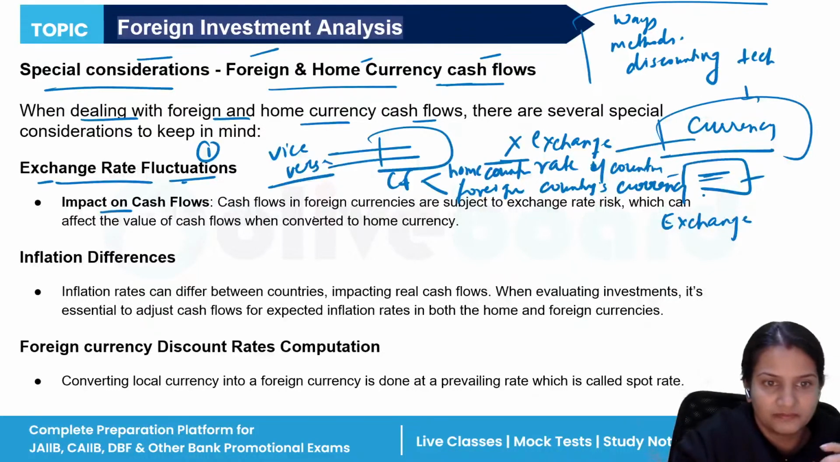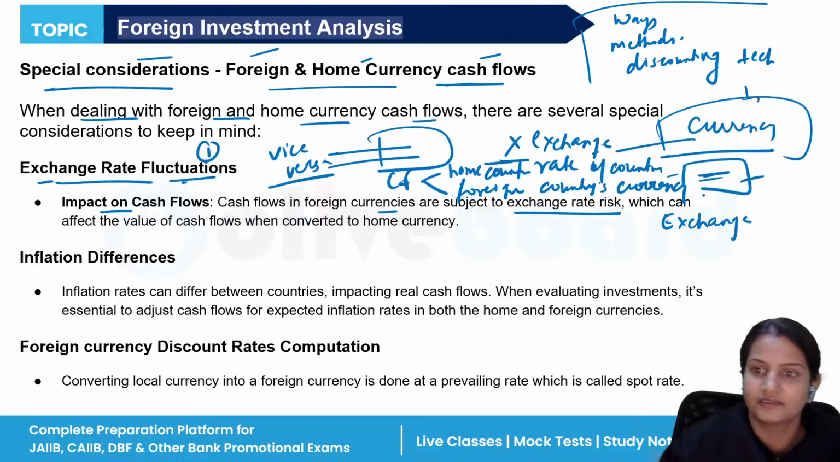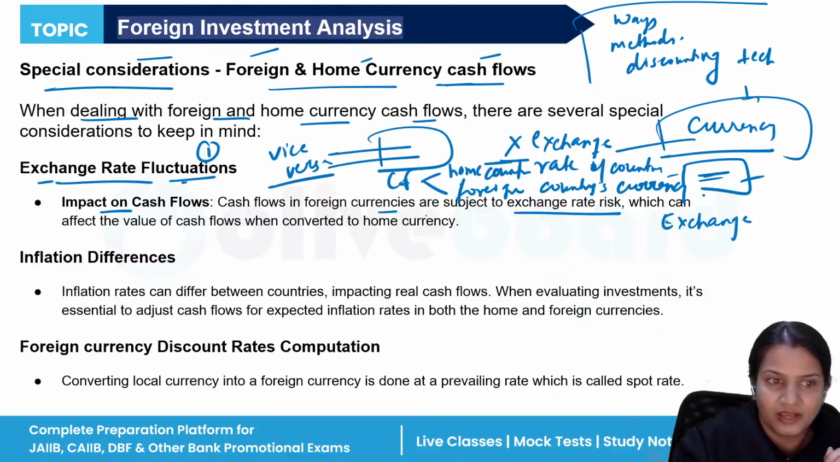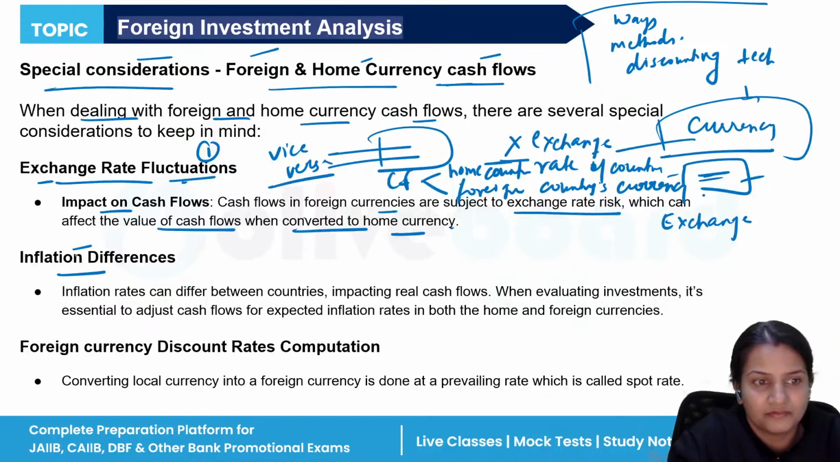Cash flows in foreign currencies are subject to exchange rate risk. As the exchange rate increases or decreases, the cash flows increase or decrease accordingly, which can affect the value of cash flows when converted to the home currency. Now, inflation differences again. If there is high inflation, then definitely the currency rate of that country will be high.